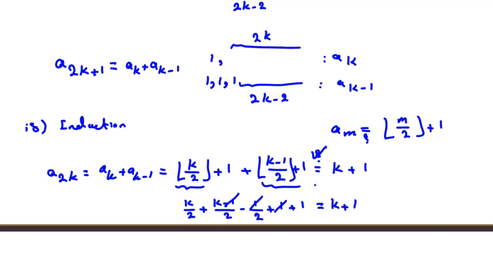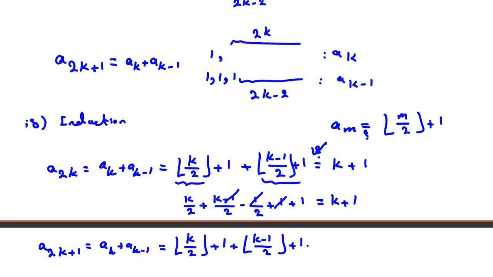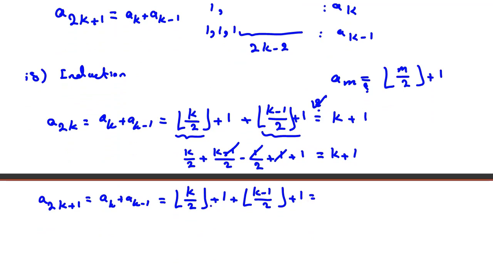Okay, now if we consider a_{2k+1}, we proved it is a_k plus a_{k-1}, which is floor of k over 2 plus 1 plus k minus 1 over 2 plus 1. Okay, so here it will be what? Again, we know one of them is even, one of them is odd, so we can write it k over 2 plus k minus 1 over 2. Because of the one that is odd, we have negative 1 over 2 plus 1 plus 1. Negative 1 half and 1 will be cancelled. It will be k plus 1.